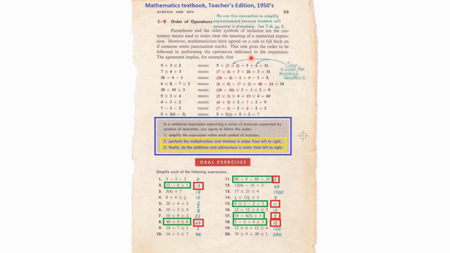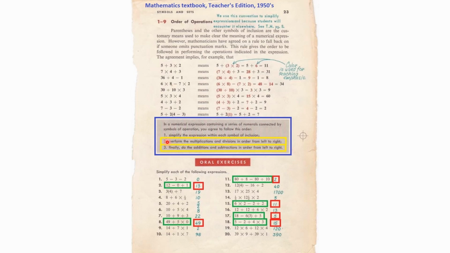The agreement implies, for example, that when you have something like 5 plus 3 times 2, well, you solve the 3 times 2 first. It's basically the same thing as putting parentheses around the 3 times 2. You don't need to, because basically the way that it works, and it's explained right here, in a numerical expression containing a series of numerals connected by symbols of operation, you agree to follow the order.